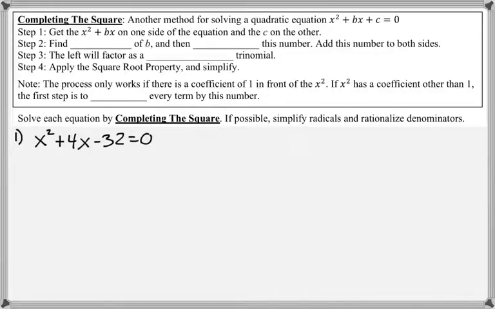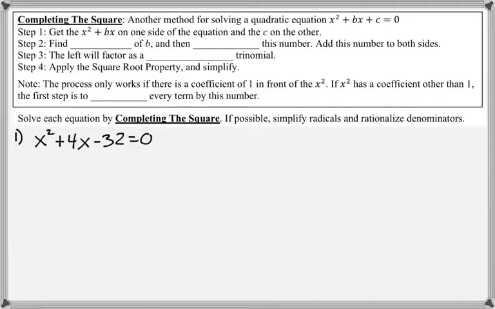Our next method is called completing the square. So this is another method for solving a quadratic equation. Our first step is to get x squared plus bx on one side and c on the other. This is very different because normally when we're doing factoring we want everything on one side and 0 on the other. This is an exception. We want the constant on one side and then the x squared and the x on the other side.